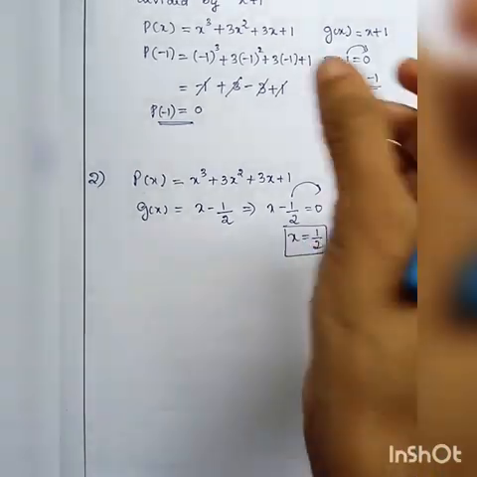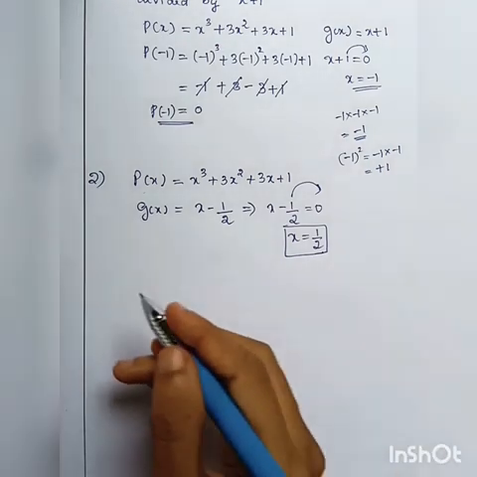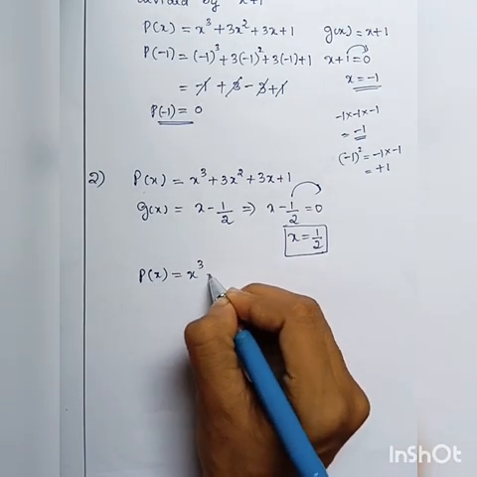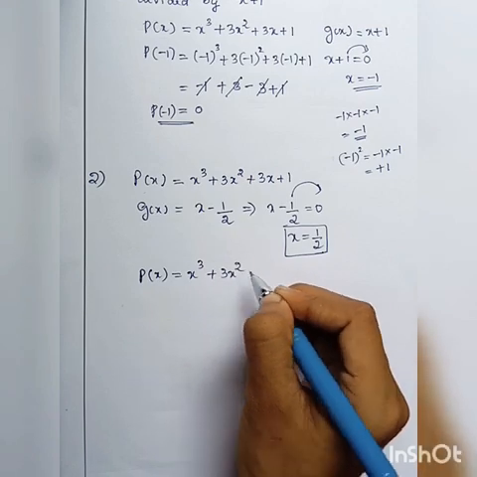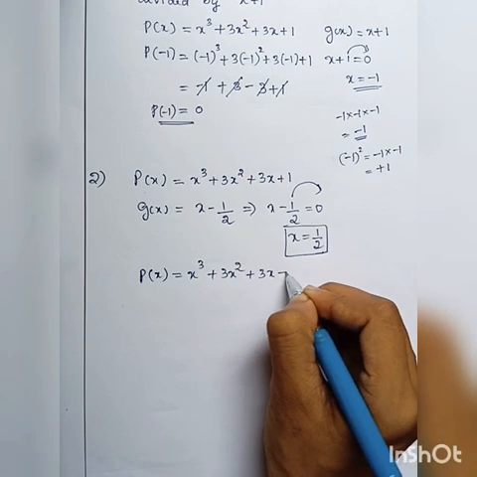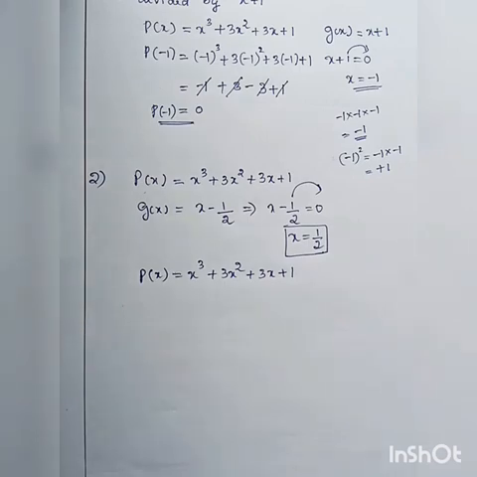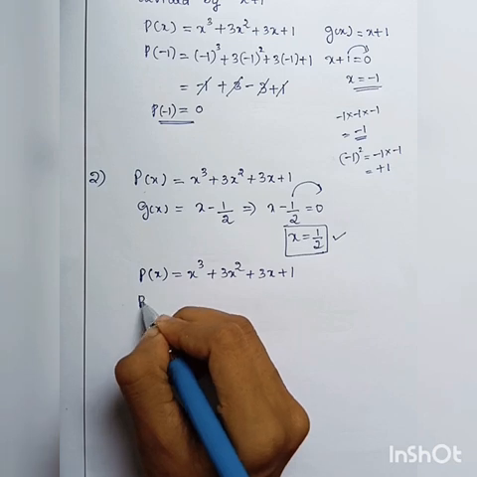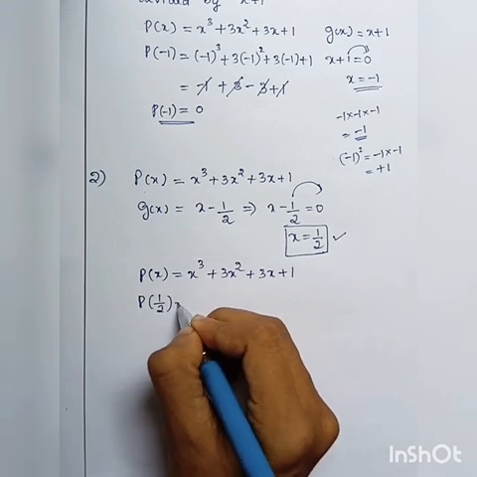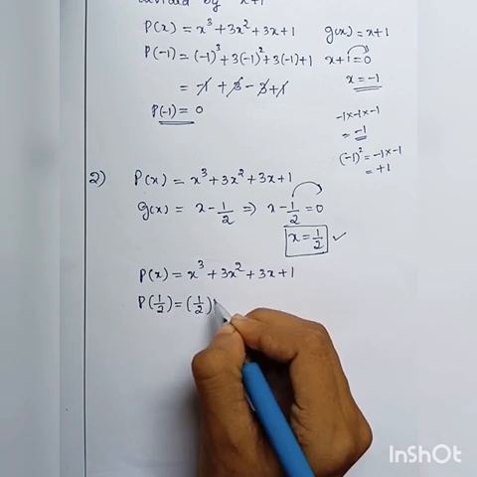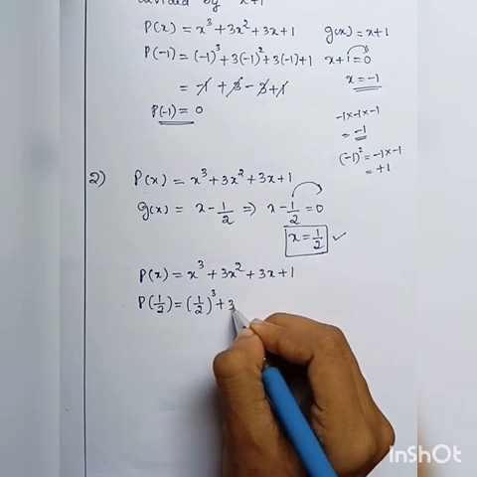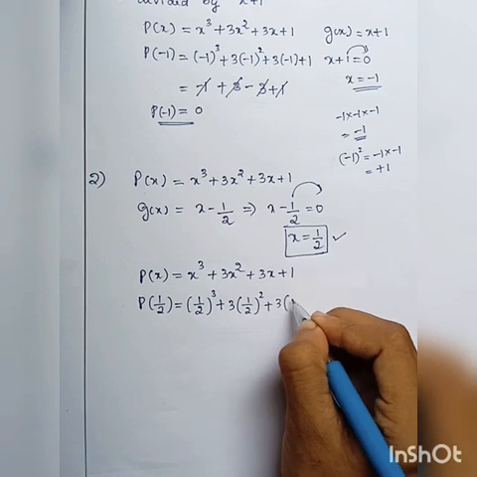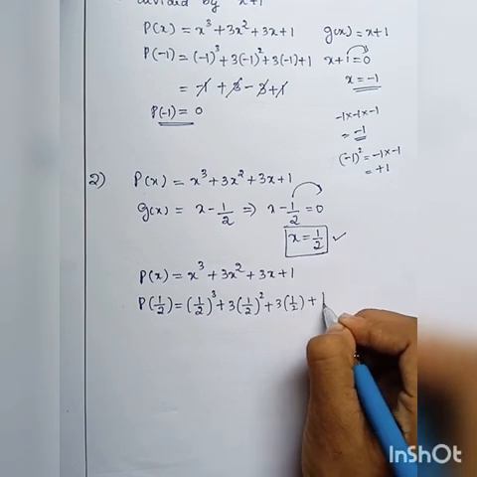And this x value you have to substitute in the dividend. So what is the dividend here? p of x is equal to x cube plus 3x square plus 3x plus 1. So in the place of x, what do we have to substitute? We have to substitute 1 by 2. So p of 1 by 2 is equal to 1 by 2 the whole cube plus 3 into 1 by 2 the whole square plus 3 into 1 by 2 plus 1.